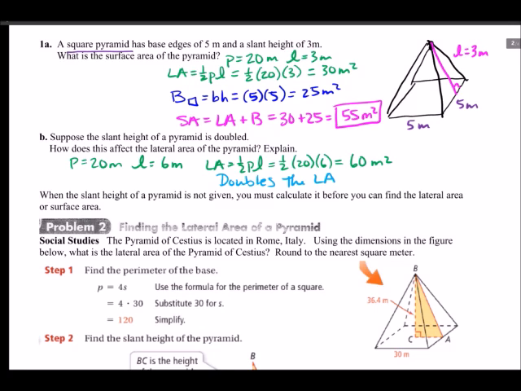Then I need the area of the base. The base is just a square. Base times height, I get 25 meters squared. Surface area is lateral area plus the area of the base, and I get 55 meters squared. Now, I want to give you a hint here.